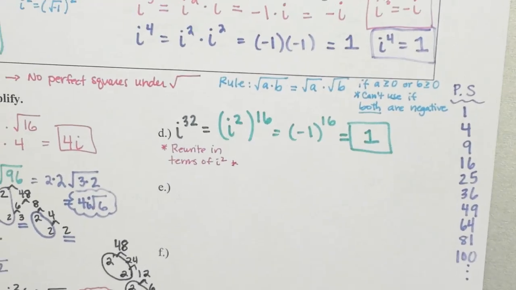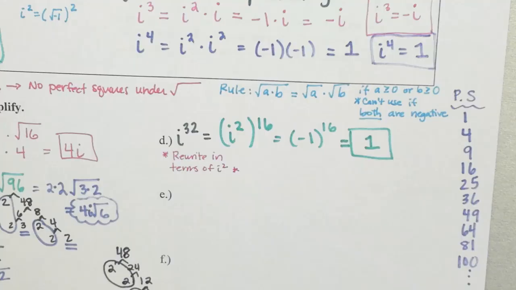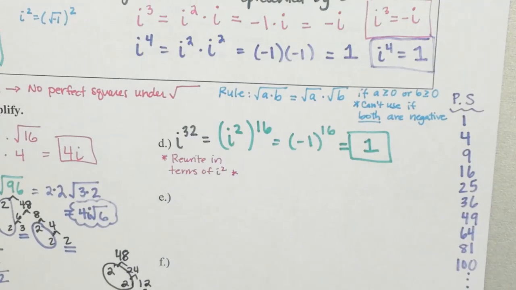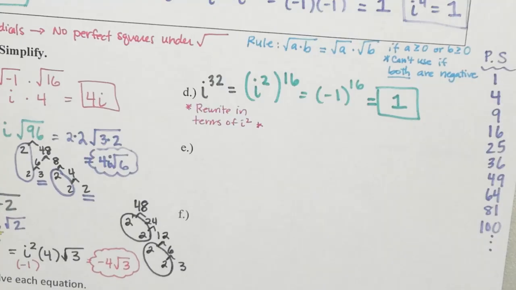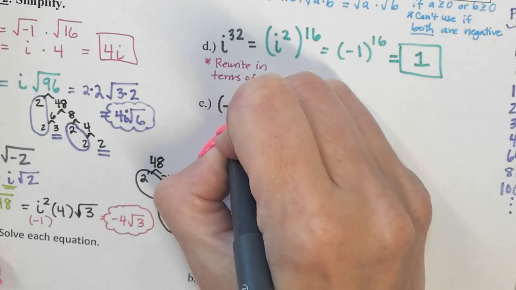Okay, and then if you wanted to, you could write this in terms of i to the 4th. Okay, there are other options to get to the same answer. I just found it's easier for students to remember like one way to always do it.